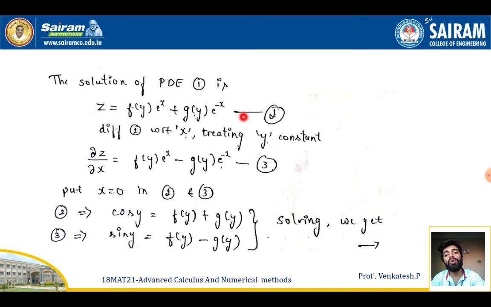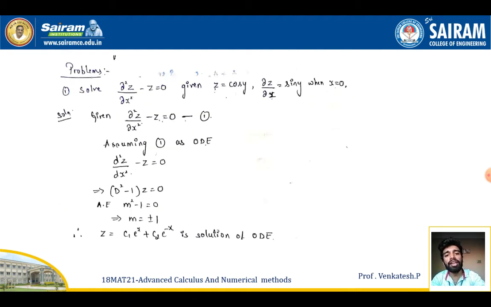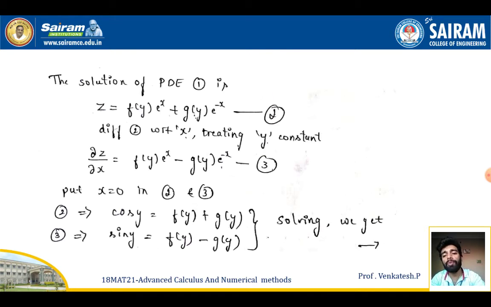Now to find these two constants, the initial conditions have been given: ∂z/∂x = sin y when x = 0, and z = cos y when x = 0. To find the constants we have to use these conditions. In the first step we have to estimate the value of ∂z/∂x from the given equation, so I'm going to differentiate the equation with respect to x.